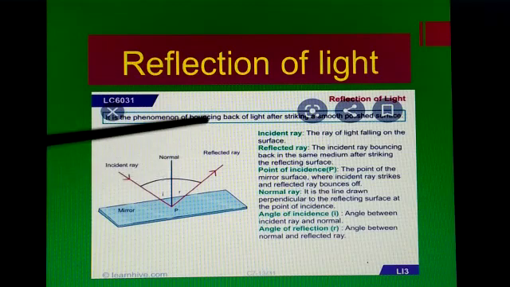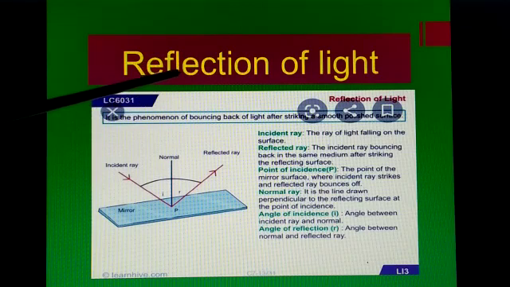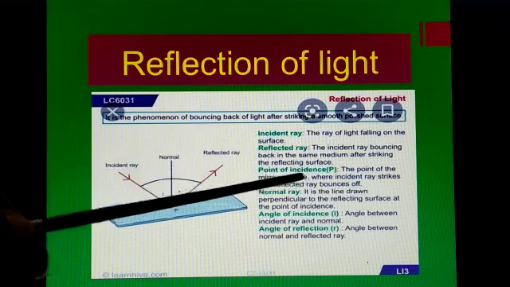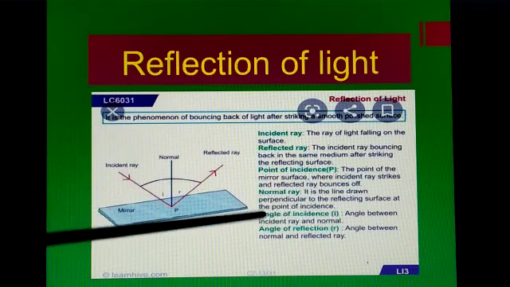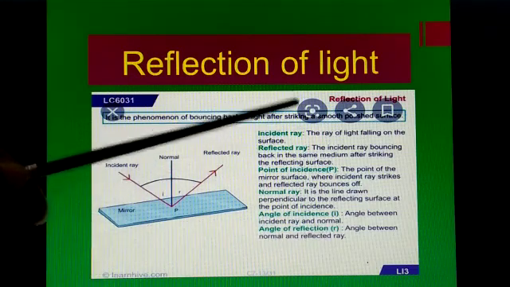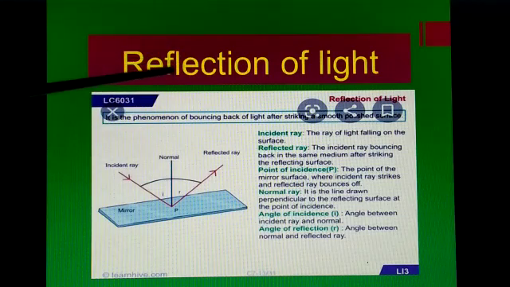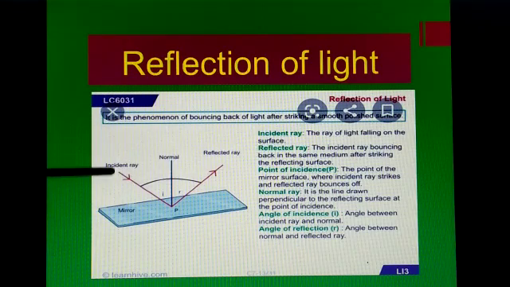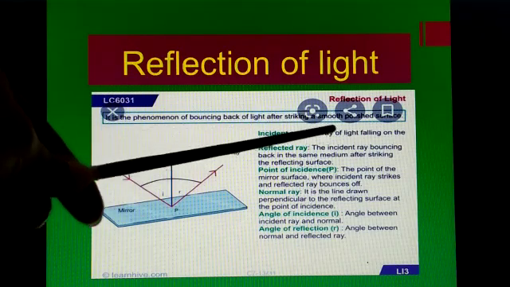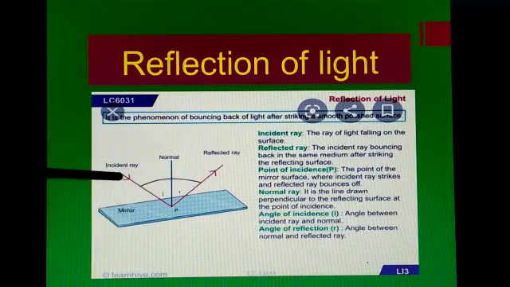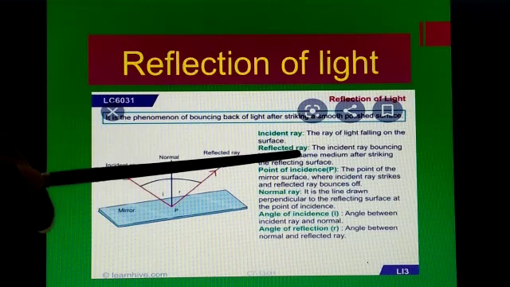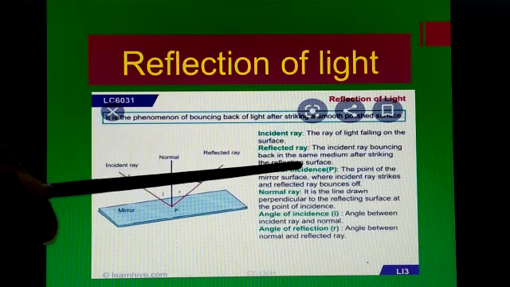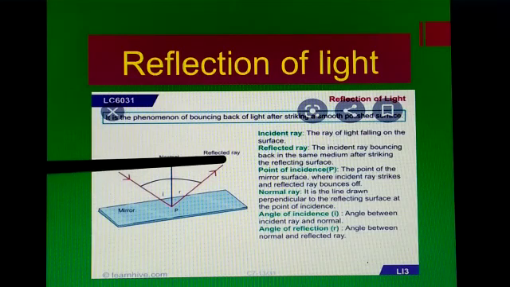So there are some terms related to this phenomenon. Those terms are incident ray, reflected ray, point of incidence, normal, angle of incidence and angle of reflection. Okay. So first we can see what is incident ray. This is the incident ray. The ray of light falling on the surface is called the incident ray. Then reflected ray. The incident ray bouncing back in the same medium after striking the reflecting surface. So this is the reflected ray.